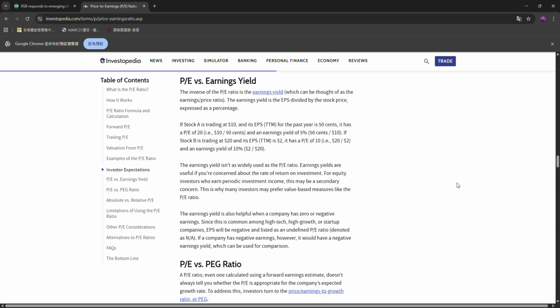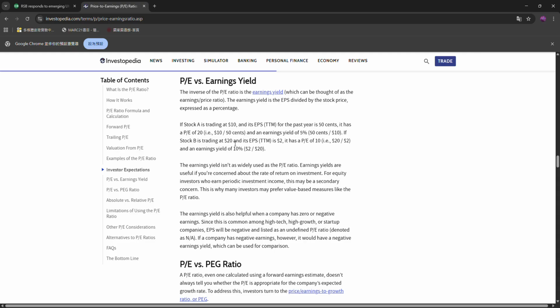PE versus earnings yield. The inverse of the PE ratio is the earnings yield, which can be thought of as the earnings price ratio. The earnings yield is the EPS divided by the stock price. Its unit is a percentage. If stock A is trading at $10 and its EPS TTM for the past year is 50 cents, it has a PE of 20. That is $10 divided by 50 cents. And the earnings yield is 5%, 50 cents divided by $10.